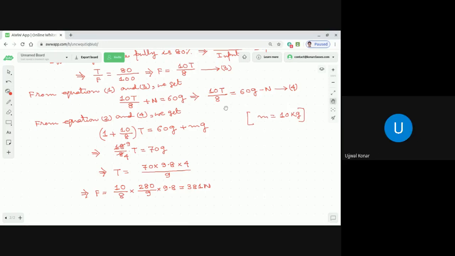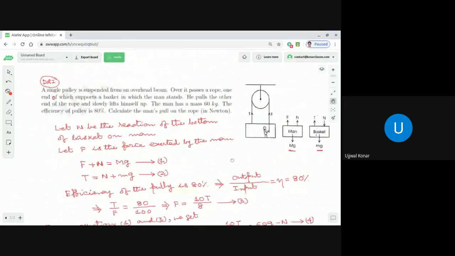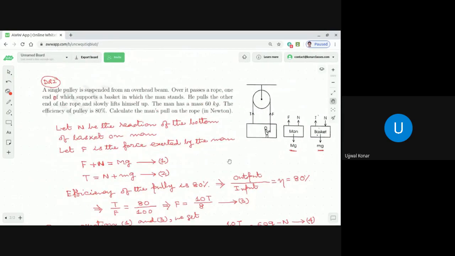Yes, sir. But one thing is that you should have informed, because I made a small mistake here without informing the mass of the basket. Correct? Definitely it depends on the mass of the basket. The question is incomplete unless I say what is the mass of the basket.